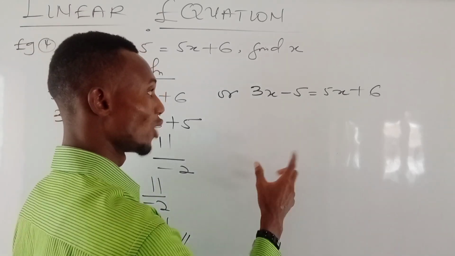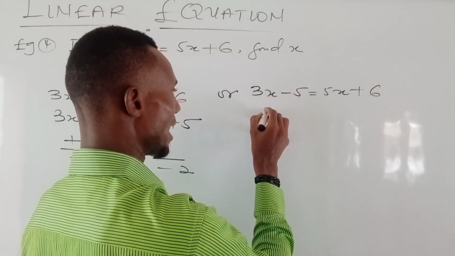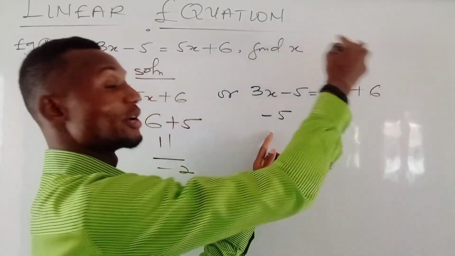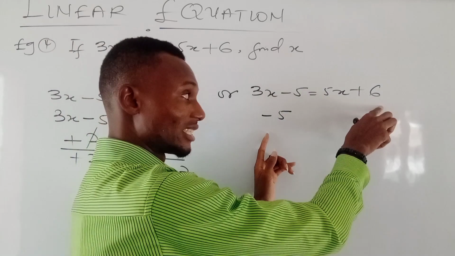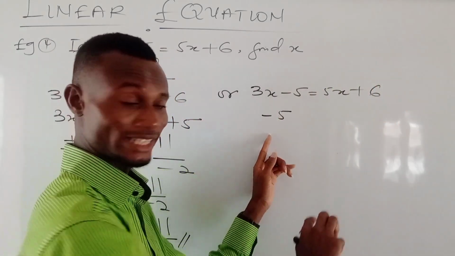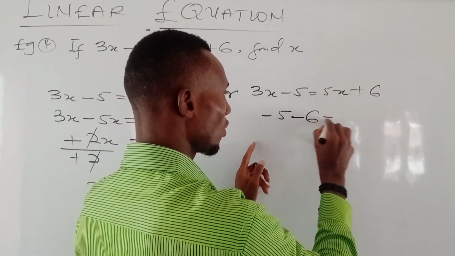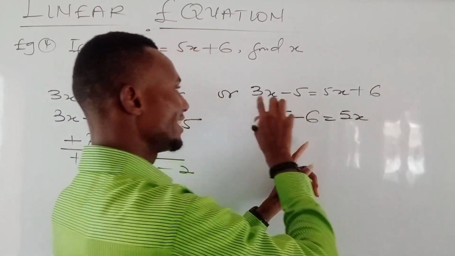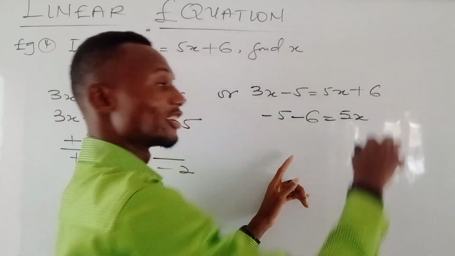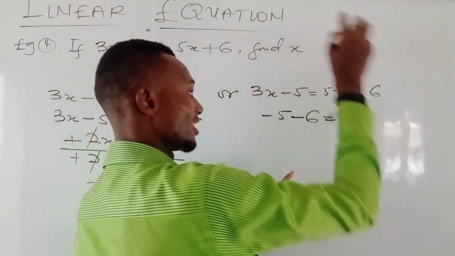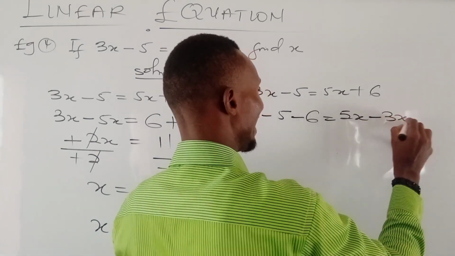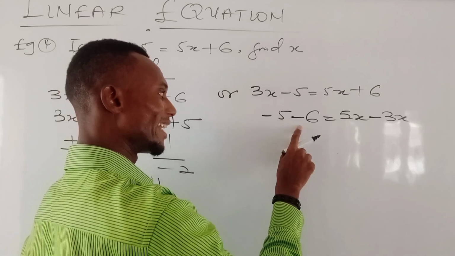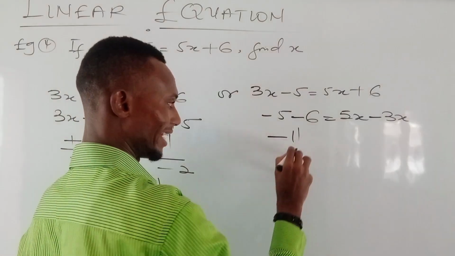So with this one, I have to maintain my minus 5 here. Then this positive 6 will come and join it. So it is positive 6; when it crosses the equal sign, it becomes negative. So minus 6. My equal to is there. Bring your equal to. Write your 5s, which is here. Then this positive 3s will cross the equal sign to go and join the 5s. So when it crosses, it becomes minus 3s. Please hope you understand. So minus 5 minus 6 will give you minus 11.